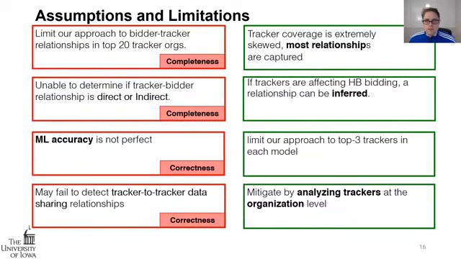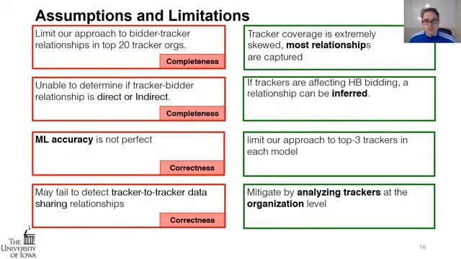Finally, we acknowledge simplifying assumptions and limitations that may impact the completeness and correctness of our method. We made a simplifying assumption only to include bidder relationships within the top 20 tracker list, and as a result are not able to make inferences about relationships beyond the top 20 trackers. We note that prior work has demonstrated extreme skewness of tracker coverage, and we argue that the overwhelming majority of tracker-bidder relationships are captured within our top 20 list.